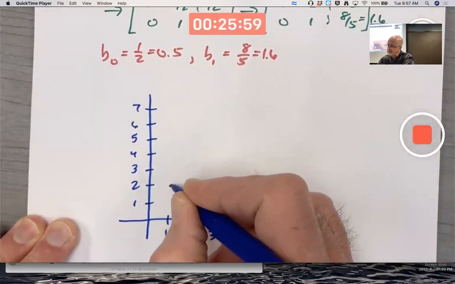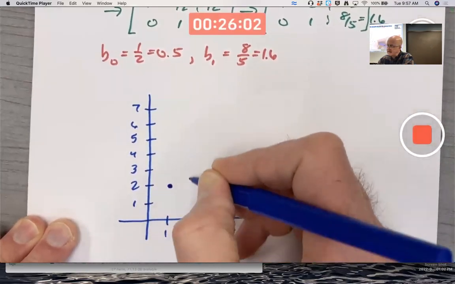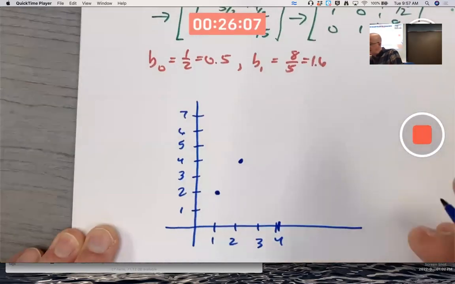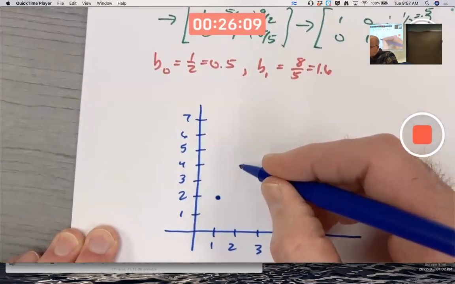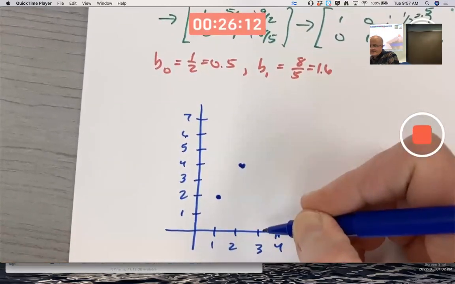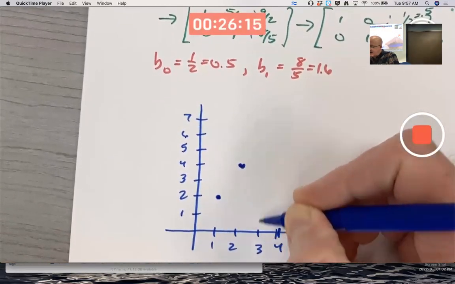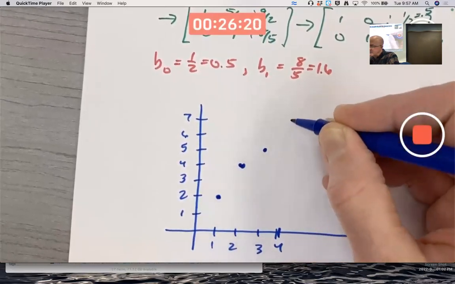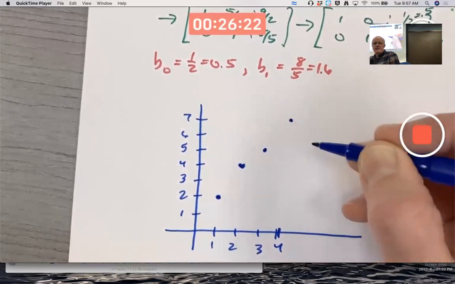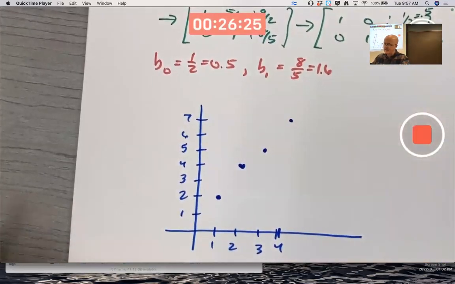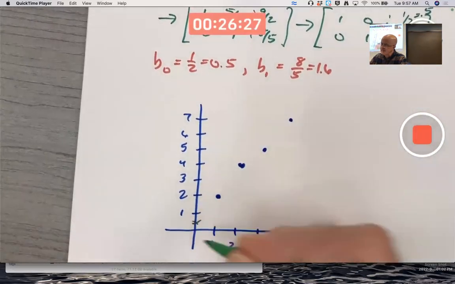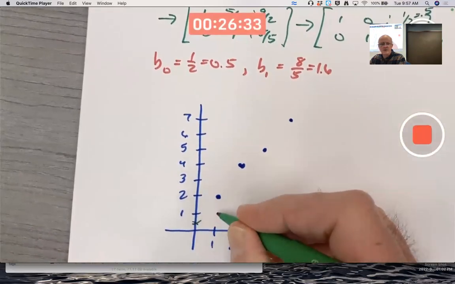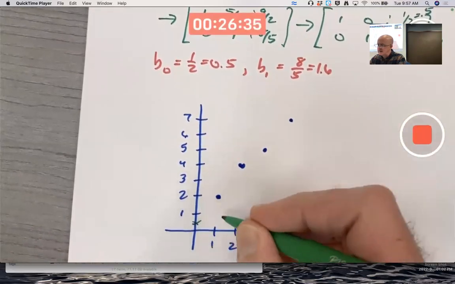One, 2 is the first point. 2, 4 was the second point. I should probably be over here to try to make this a better drawing. Third point was 3, 5. Fourth point is 4, 7. And what we found is the line of best fit has an intercept of 1/2 and a slope of 1.6. So as x goes up by 1, y goes up by 1.6 from 1/2 to 2.1.